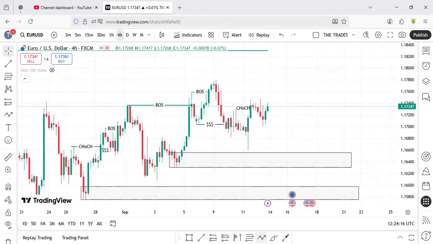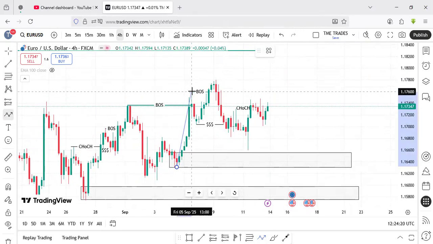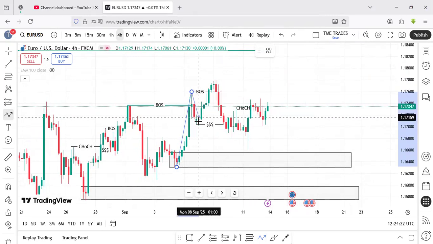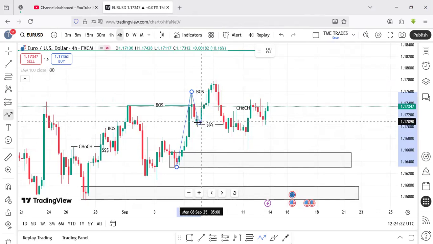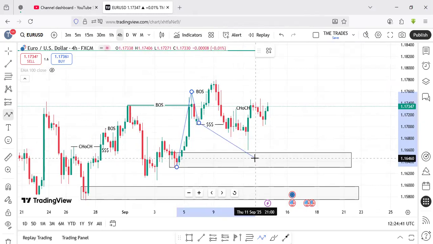Looking at the chart, we can see that after this market created this higher high, it created this internal structure, lower low, higher low rather, before creating this higher high, without this low sweeping any internal structure or any liquidity. So we were expecting this to happen. That was why we made this analysis.